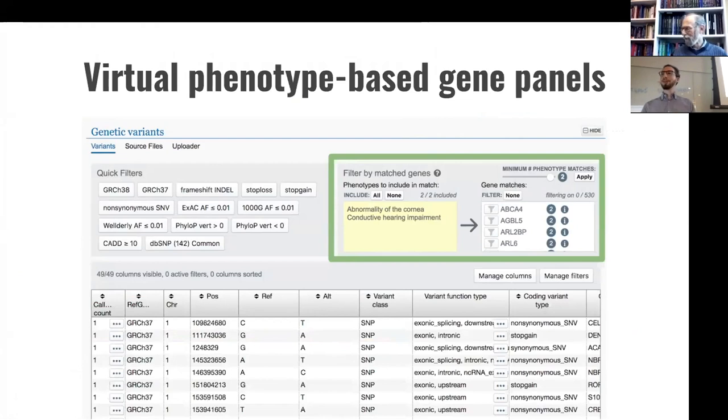More recently, we're doing that with this sort of virtual gene panel. You have the patient's phenotypic terms that you've described for the patient already. You can generate a list of genes that are associated with some subset of those terms, apply a threshold, and then filter the patient's exome or genome results based on those gene lists that you've generated in the context of that patient record.